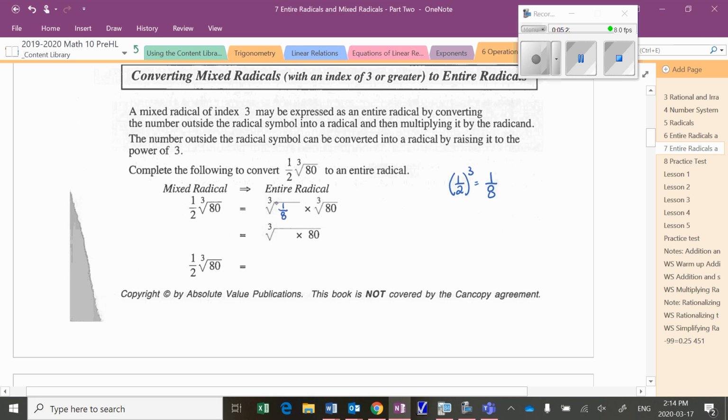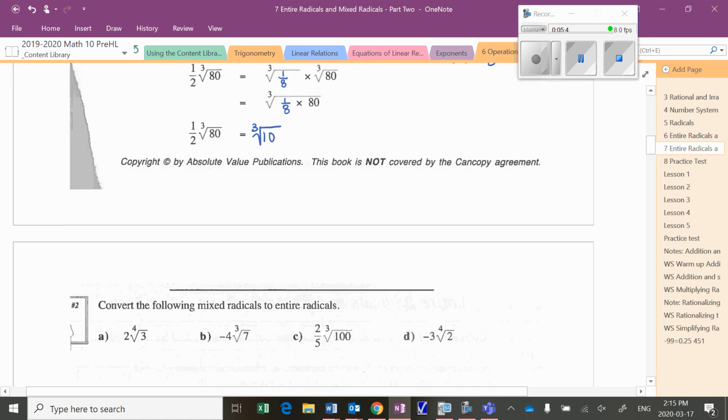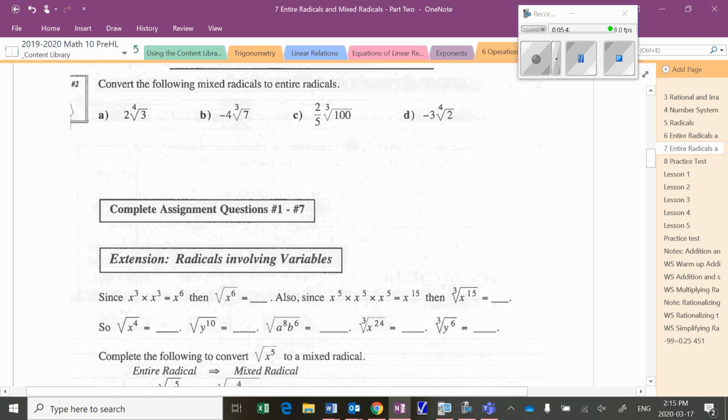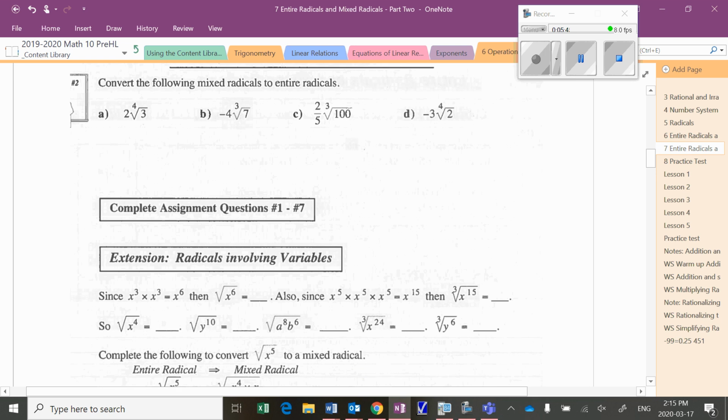And so then cube root of 1/8 times the cube root of 80, we can combine them as a single radicand, and 1/8 times 80 is of course 10, so then we are talking about the cube root of 10 as our entire radical. Okay, so let's take a look at class example number 2 then. So it's just more practice of that same thing.